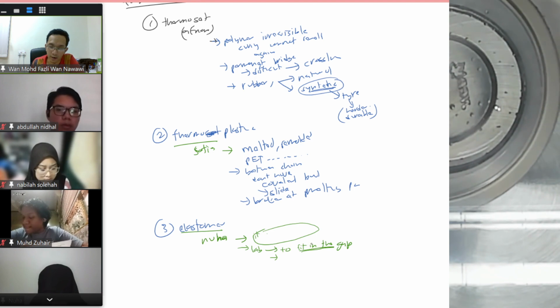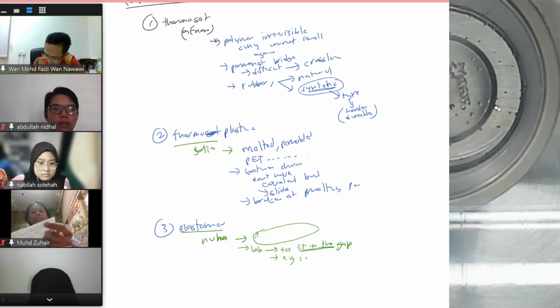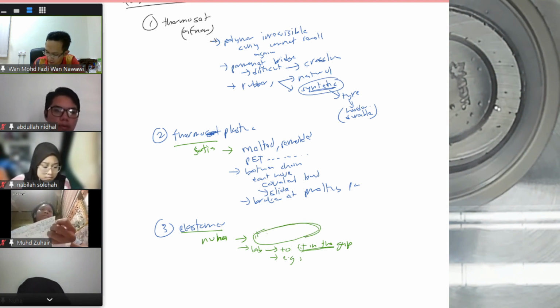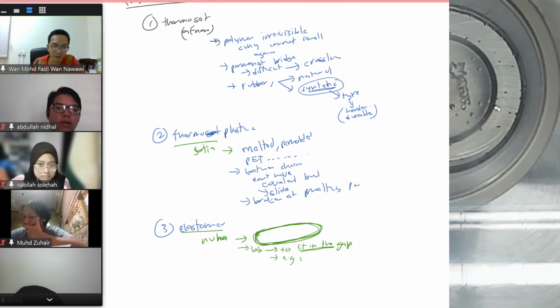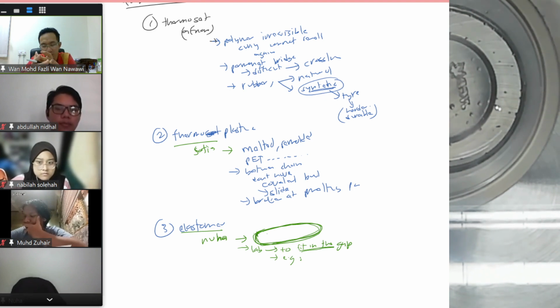What is the example of elastomer? Example. Elastomer ni apa? What is elastomer actually? What is the properties of elastomer? You need to answer because if not, cannot get marks. What is the properties? You can talk in Malay also.